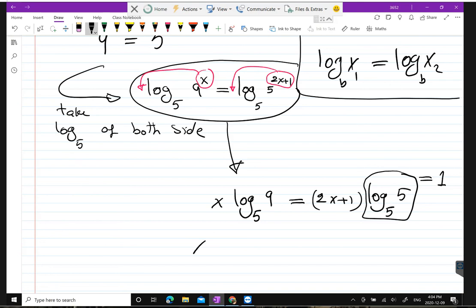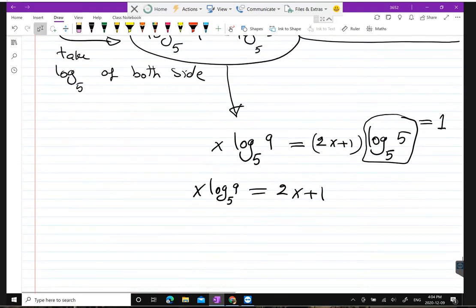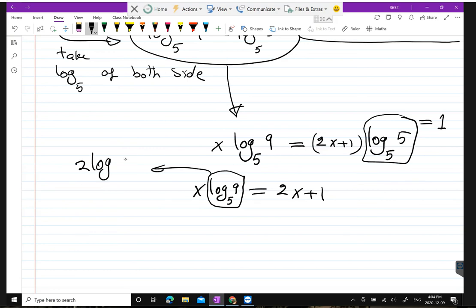And then you have x logarithm of 9 base 5 is equal to 2x plus 1. That's almost the end of the story. Because this one is a number, right? This one is a number like 4, 5, 6, whatever you want. But unfortunately, I cannot simplify this one. I can actually write it like 2 logarithm of 3 base 5. I can do that, but it is not necessary. I can do it at the end.